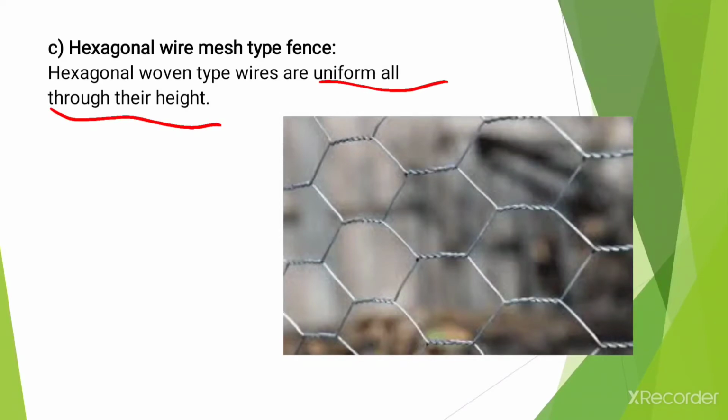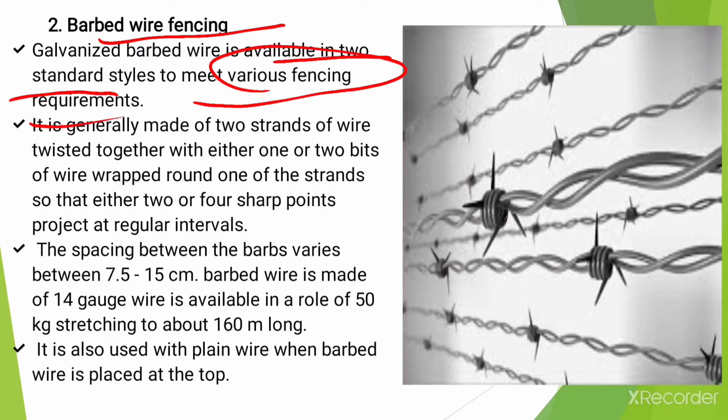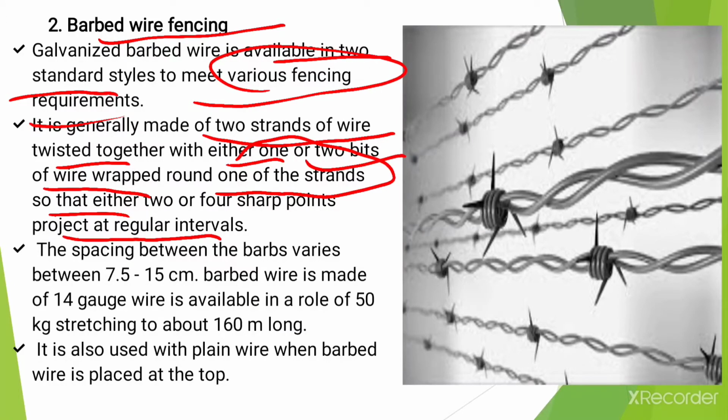The next type of fencing is barbed wire fencing. Galvanized wire is available in two standard styles to meet various fencing requirements. It is generally made up of two strands of wire twisted together, with either one or two bits of wire wrapped around one of the strands, so that either two or four sharp points project at regular intervals.